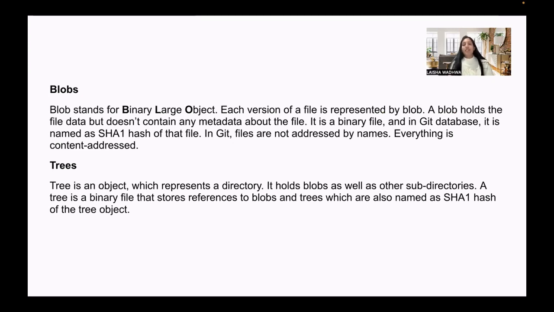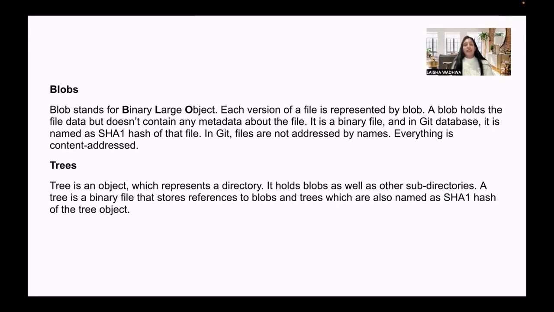So remember that in Git, files are not addressed by names internally, but by their SHA-1 hash, or unique identifier. So everything is content addressed. Not that you need to remember all of this. This is how internally all of this works. This is how it is able to make version control so seamless for you.